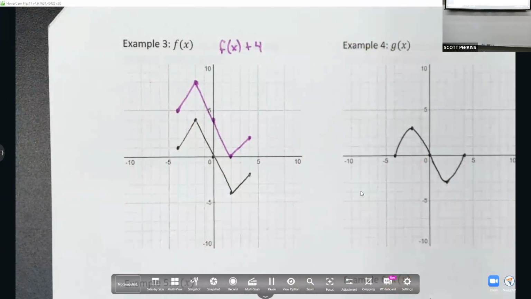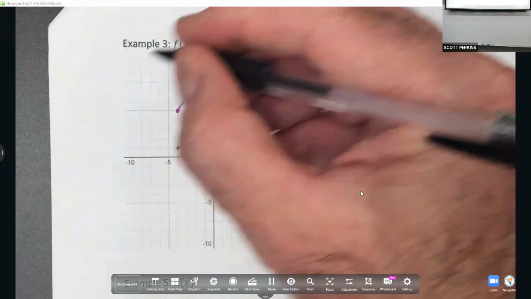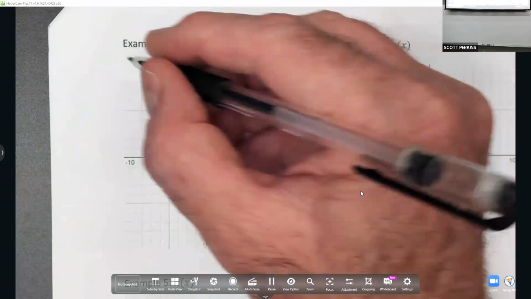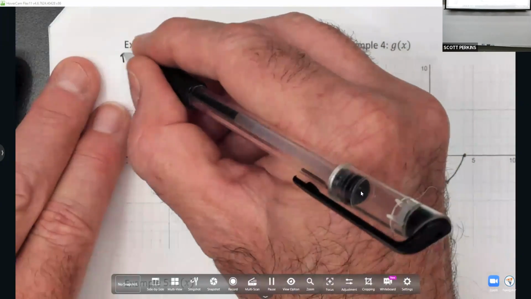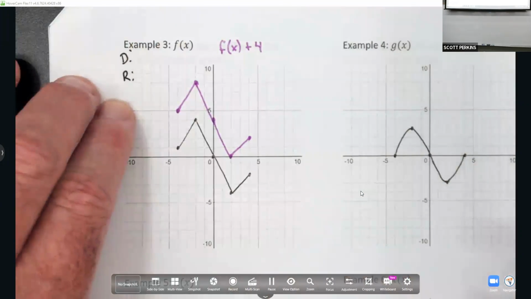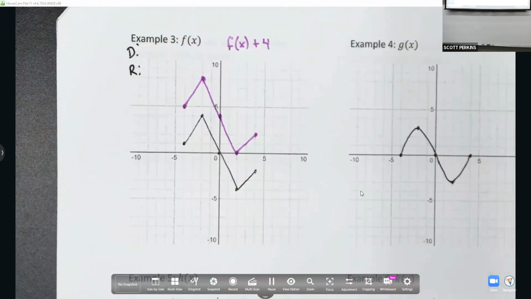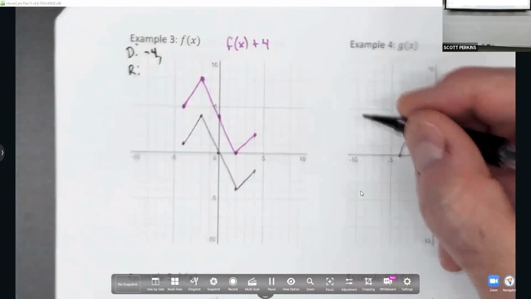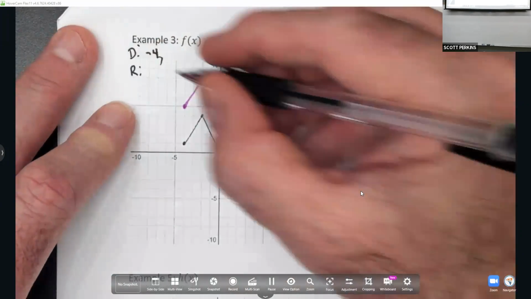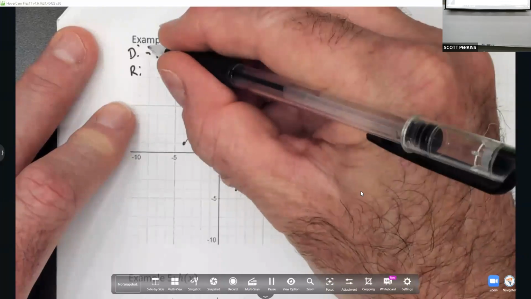Before I give you an example to do, here is a question that I have. What's the domain and the range of my original function f? So the function that was on the copy originally, what's the domain of that? What's the low x value for the original function? -4. What is the high x value of the original function? +4, and since the dots on the ends are filled in.